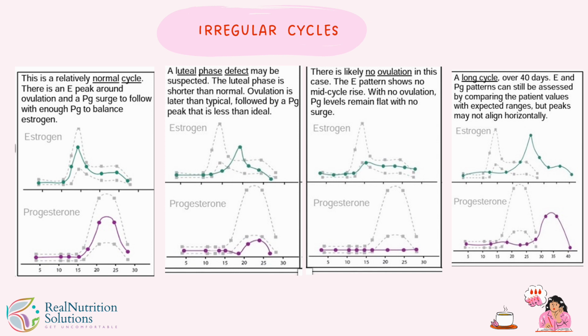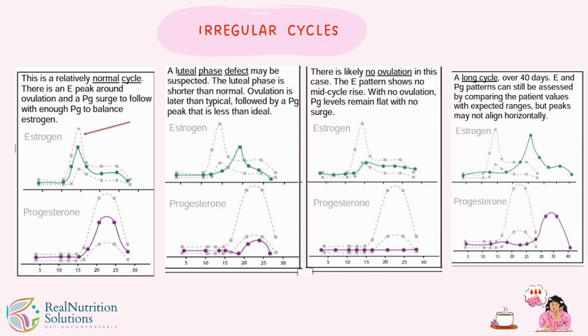Okay, so irregular cycles. We have 4 separate scenarios, I would say, appearing here. The first one we see is a normal cycle. So why is it a normal cycle? Well, it's normal because what do we expect on a cycle? During the cycle, we expect to see high levels of estrogen and high levels of progesterone.